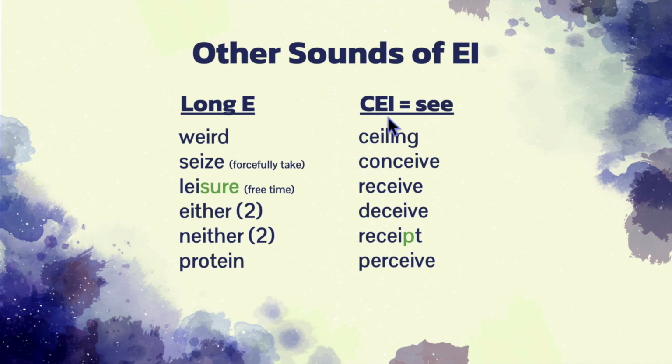If you have CEI, it's going to have a long E sound. And the C is going to have its soft sound of S. So if you see a CEI in a word, it's pronounced like the word see. So here we have ceiling, conceive, receive, deceive, receipt. This P is silent. And perceive. In all of these words ending in VE, the E is just there to keep the V from being the last letter because English words generally do not end in the letter V.